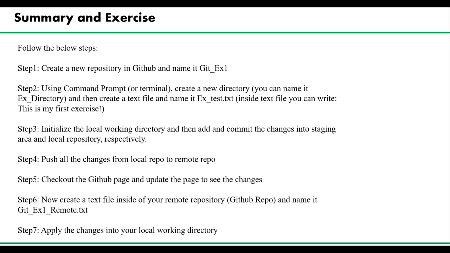The last 2 steps are related to creating a file inside of your remote repository. And for example, you can name it git_ex1_remotes.txt. You can create this inside of GitHub, as we discussed before. And at the end, you need to apply all the changes that you have done in the remote repository into your local working directory. So again, pause the video exactly where it is, so you can see the steps in front of you. And go ahead step by step.